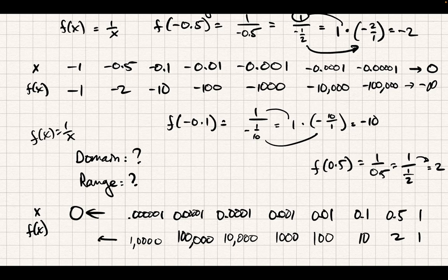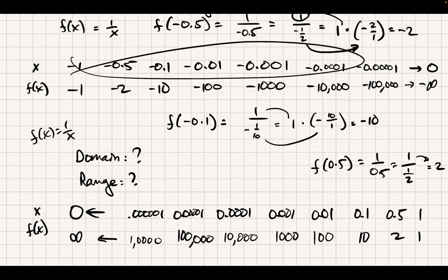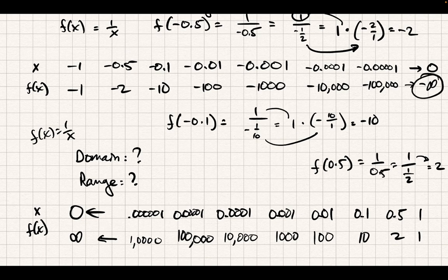For 0? We're not approaching 0. Just more. What's the math term for just more? Infinity. So if you notice, as we approached from the left, from the negative side, f of x approached negative infinity. As we approached from the right, f of x approached infinity.